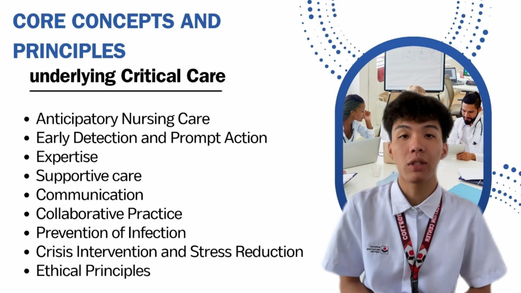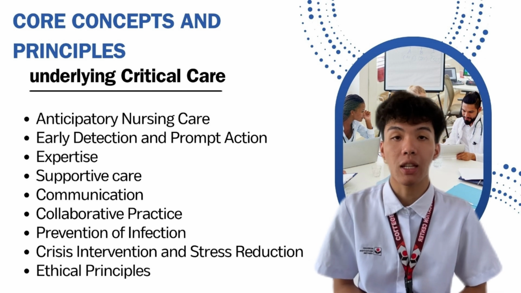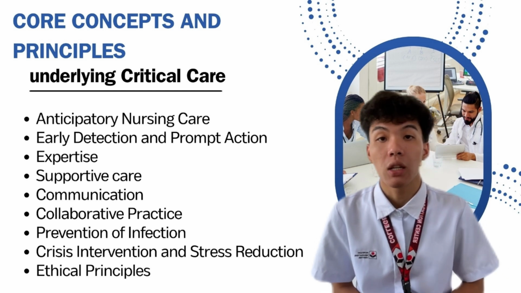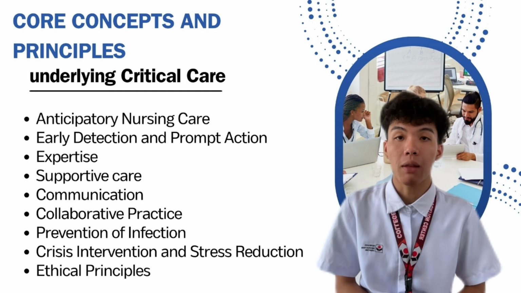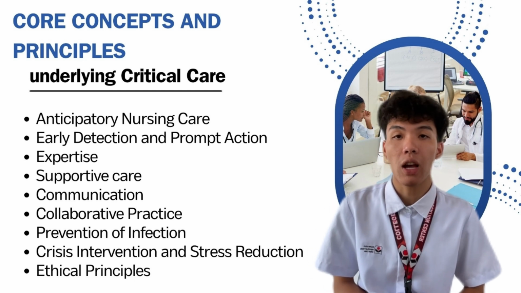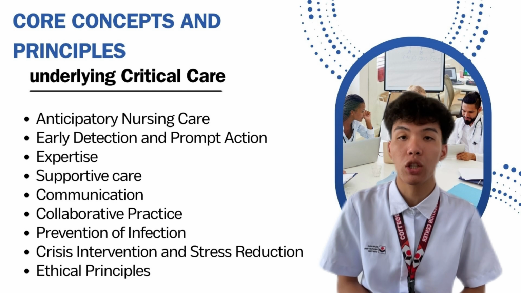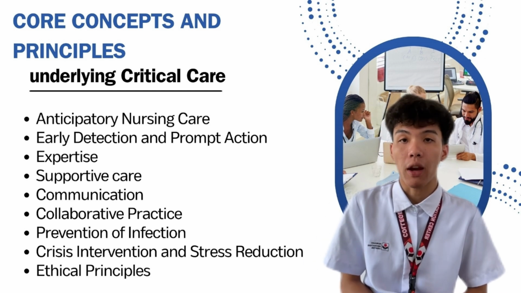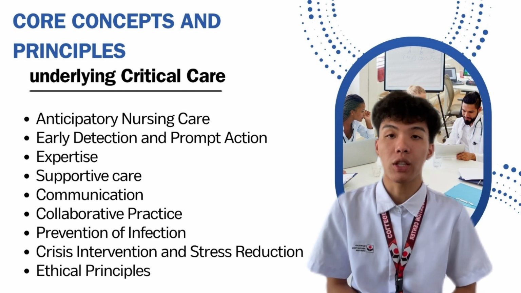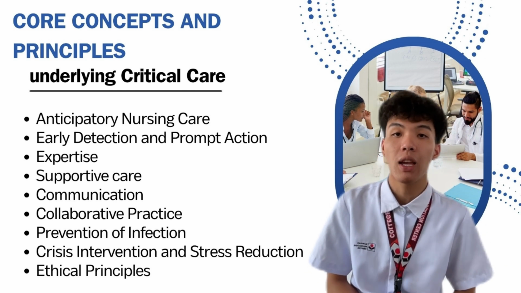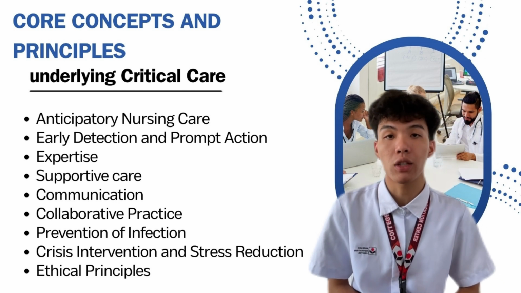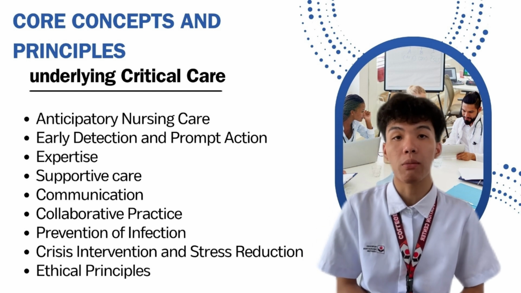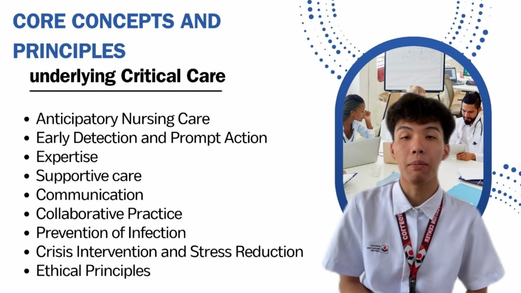Number three, expertise. Expertise involves having advanced knowledge and skills in critical care to provide high quality care. Example, a nurse with expertise in cardiovascular care might manage complex cases like ventricular arrhythmias, using specialized knowledge to adjust medication and treatments effectively. Number four, supportive care. Providing care that addresses the patient's physical, emotional, and psychological needs. Example, in addition to medical intervention, a nurse might offer comfort measures and emotional support to a patient recovering from surgery, ensuring their overall well being.